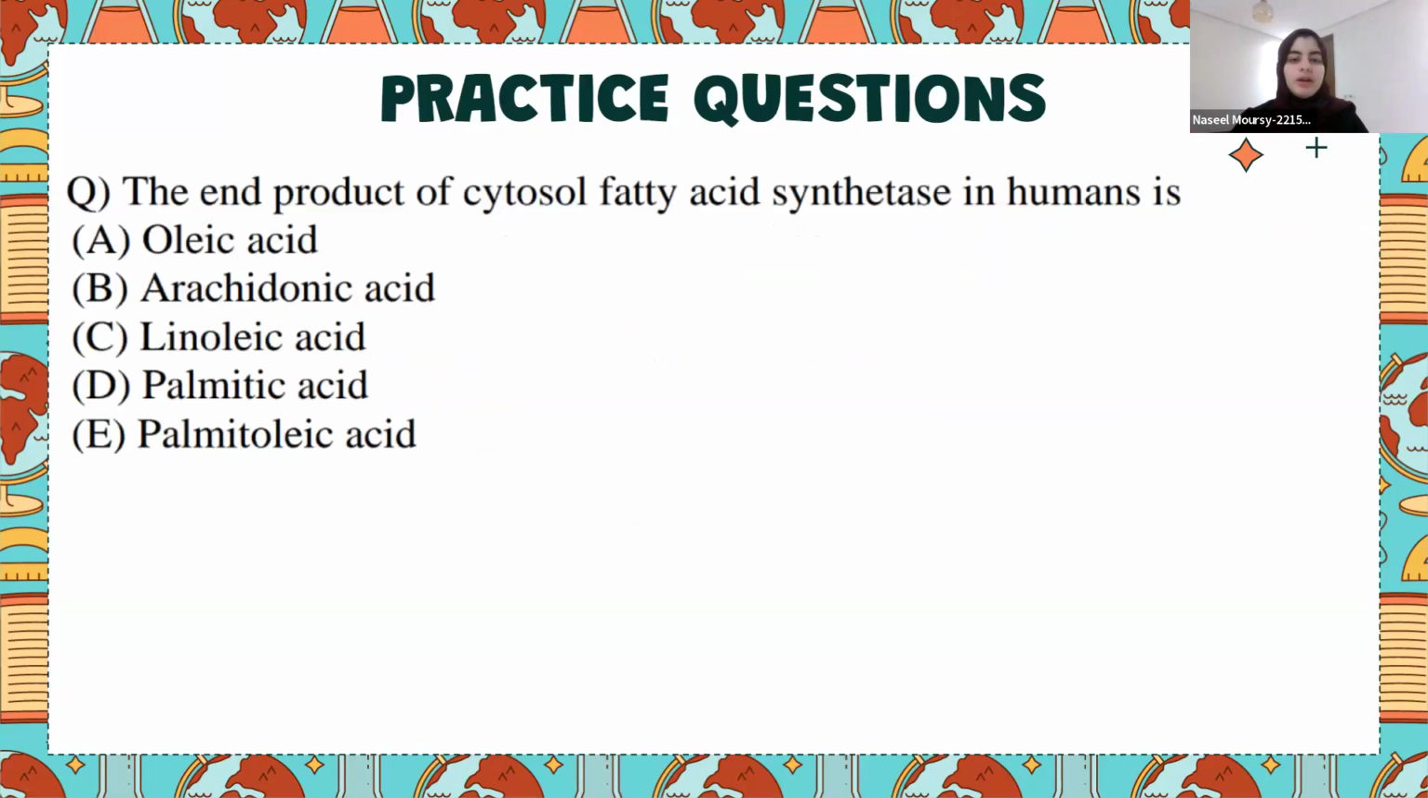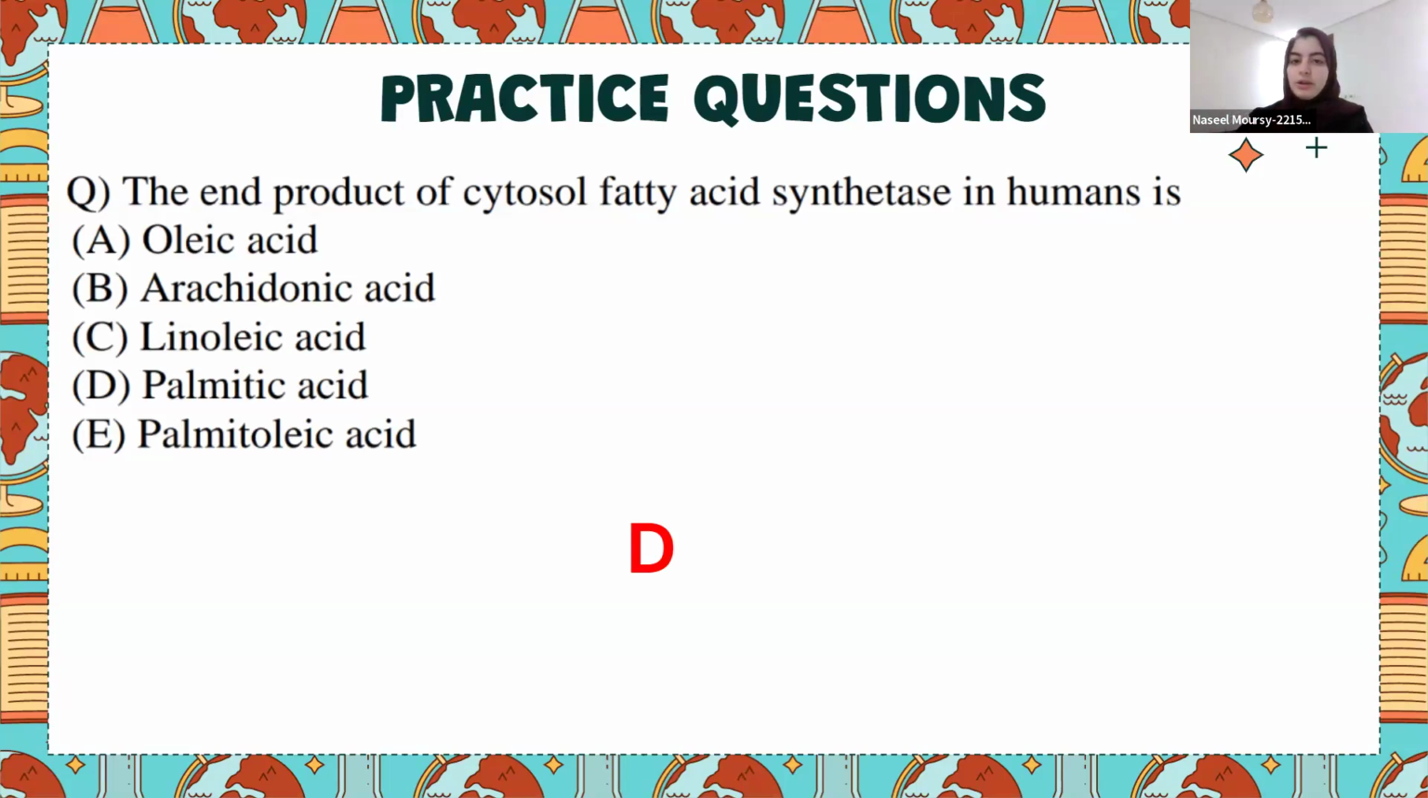Now, second question: the end product of cytosol fatty acid synthetase in humans is... D. Okay, D. Okay, good. So we're all on the same page. Yes, it is D. It is palmitic acid or palmitate. Why is that? Because we said fatty acid synthase can only make carbons up to number 16. Then we get stearic acid through an elongase enzyme, which is 18 carbons. And then you get oleic acid, which has a double bond at carbon number 9 through a desaturase enzyme.